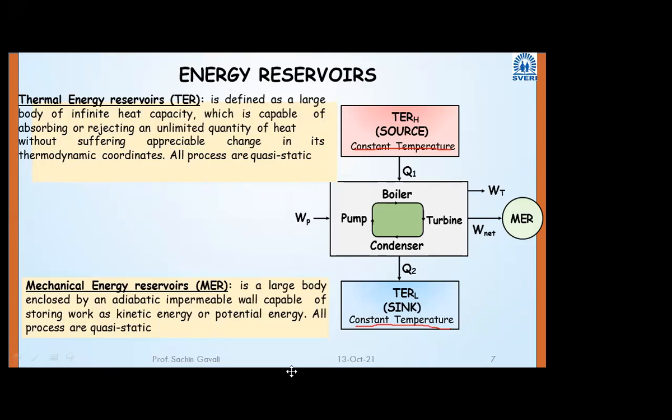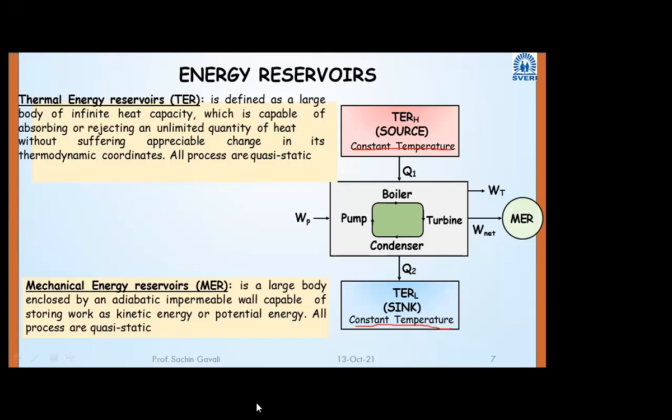Understood? Now there are two types of thermal energy reservoirs. Anybody? Which one is it? There are two reservoirs. This diagram is also showing two thermal reservoirs. Nobody knows which are the two thermal reservoirs.